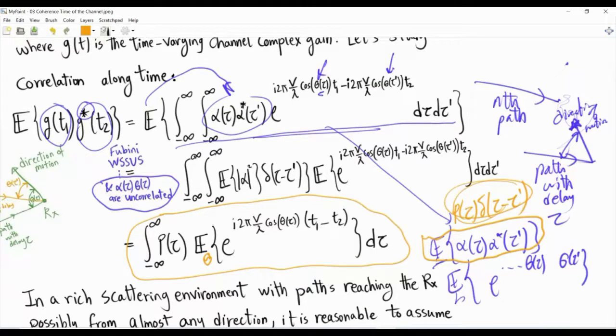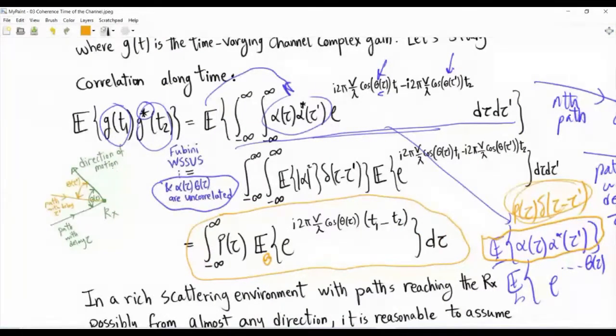How can we evaluate an expectation? Well, if you want some closed form, then you need to provide a distribution. So what is the distribution of theta of tau? Theta of tau again is the angle between the path with delay tau and the direction of motion. So what is a good model?